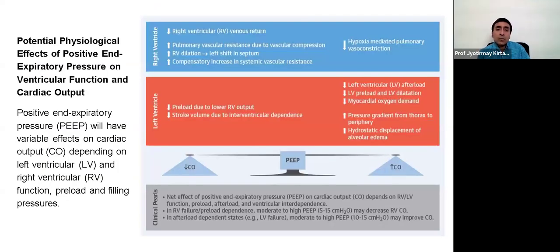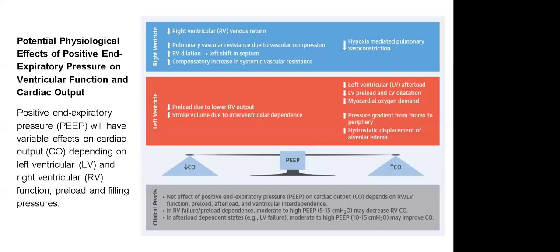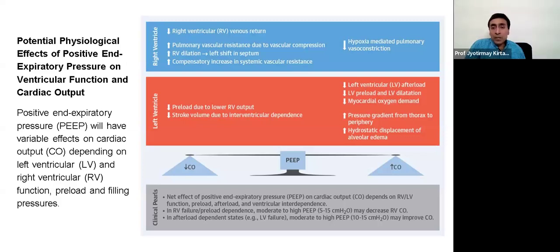So when does PEEP help and when does PEEP not help? As I told, if you have a left ventricular failure, it would unload the left ventricle. How? Because a failing left ventricle is overloaded. By increasing PEEP, you can actually reduce the right ventricular preload and reduce the right ventricular output to the pulmonary circuit. So the overloaded left ventricle is now less overloaded, and its contractility would improve. It will again come to the steep part of the Frank-Starling curve. Again, there is an increased hydrostatic displacement of the alveolar edema, which will increase the oxygenation.